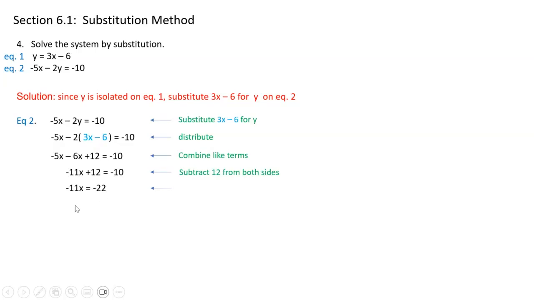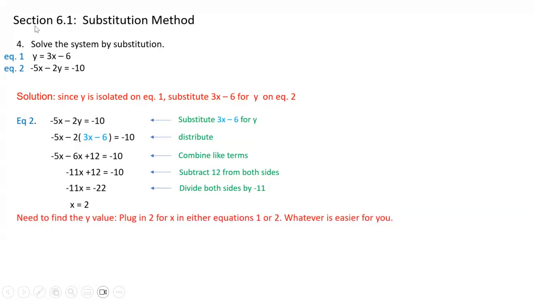Now the final step is to divide both sides by negative 11. So the result will give us x equals to 2. So I got my x value. Now I need my y value because a point has an x value and a y value, another pair. So now I can go back to either equations 1 or 2, whatever is easier for you.